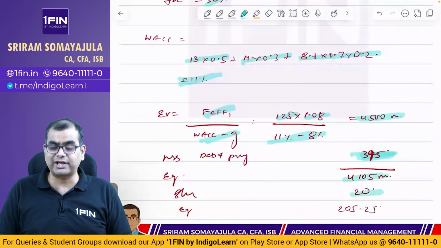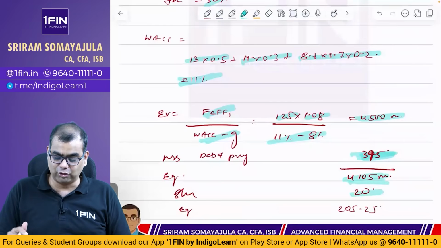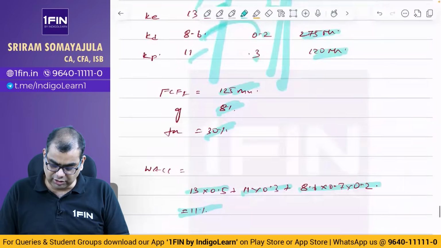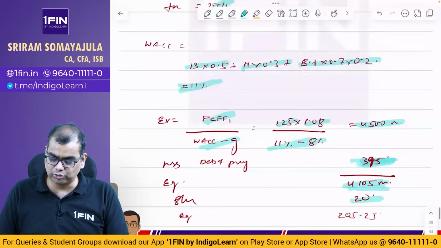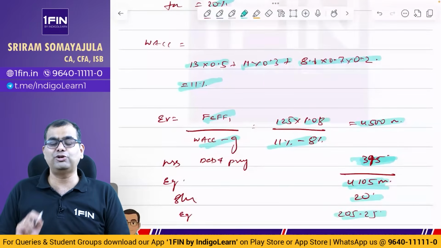4105 divided by share count. What is share count? All this is in million, mind you. 4105 is equity value or basically market cap. Divide by 20 million shares. They only mentioned outstanding 20 million common shares. So divide by 20, you get 205.25. So intrinsic value per share is 205.25.